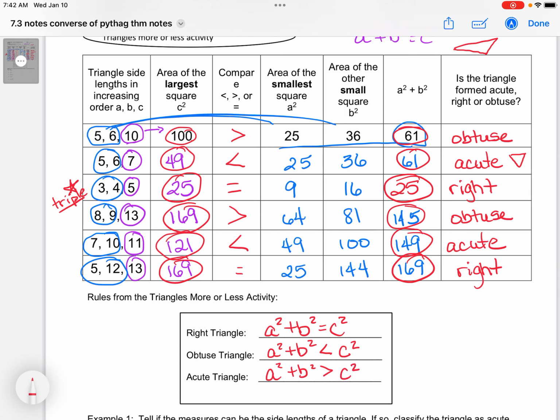So I just basically took what we did above and flipped it around, because in our table we have c squared is greater than a squared plus b squared, which if I flip it around is a squared plus b squared is less than. So obtuse is a squared plus b squared less than, which kind of seems like it's wrong because it seems like it should be greater than, but it's not.